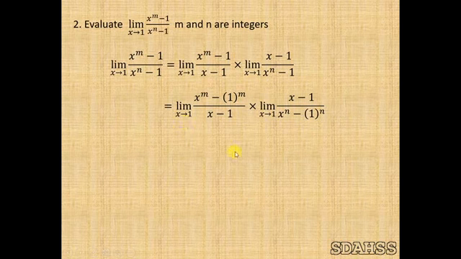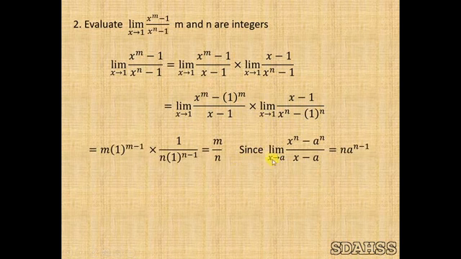Now this is of the form limit as x tends to a of (x^n minus a^n) divided by (x minus a). Its formula is n a^(n minus 1). Now the first one can be written as m into 1^(m minus 1), into 1 divided by n into 1^(n minus 1). Any 1 power m minus 1 is 1. Similarly 1 power n minus 1 is also 1. So m into 1, divided by n into 1, is m by n.